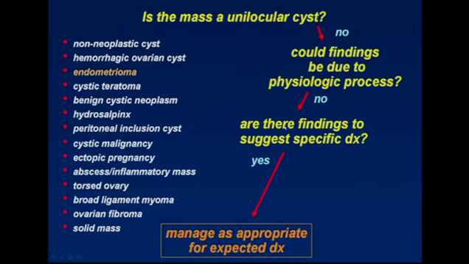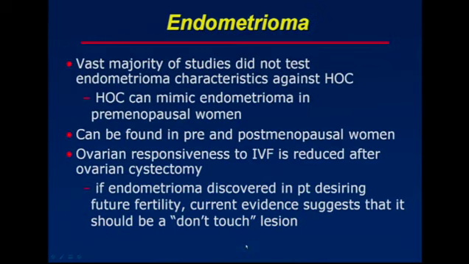And if we're looking at specific diagnoses, yes, we can make specific diagnoses for a number of these. So let's first talk about the endometrioma. And the advantage of being able to make a specific diagnosis with some confidence on ultrasound is that then the patient can be treated and managed as appropriate for that expected diagnosis, and surgery is not always what is needed, especially for endometriomas.